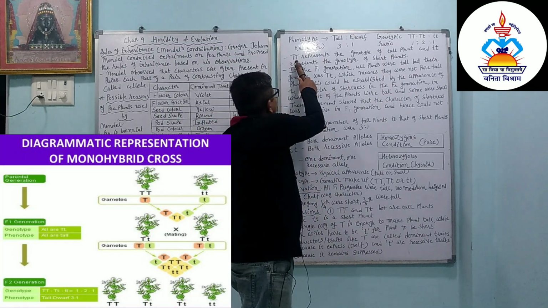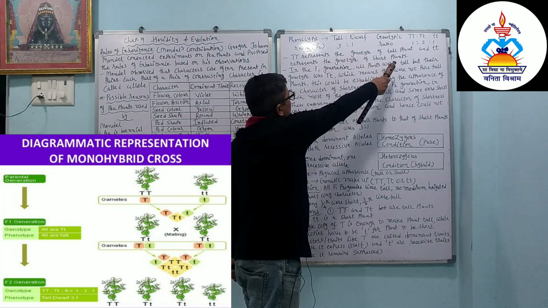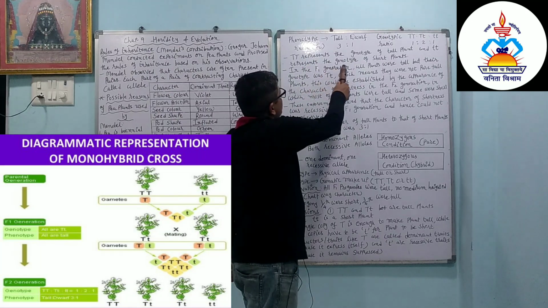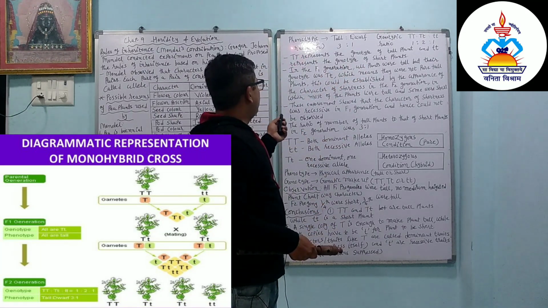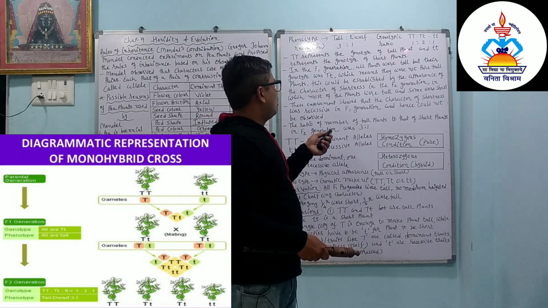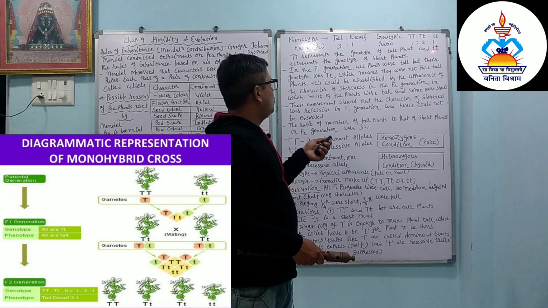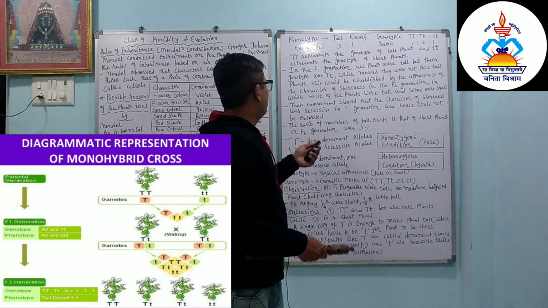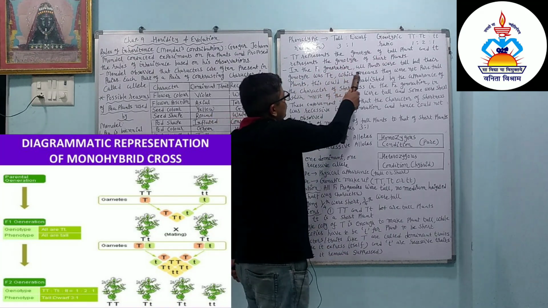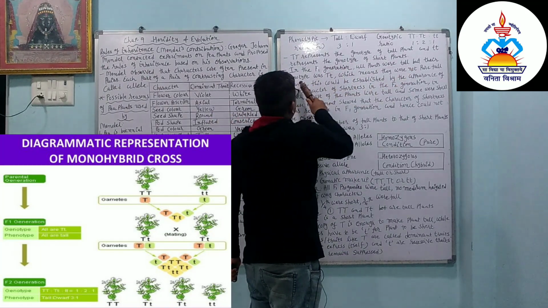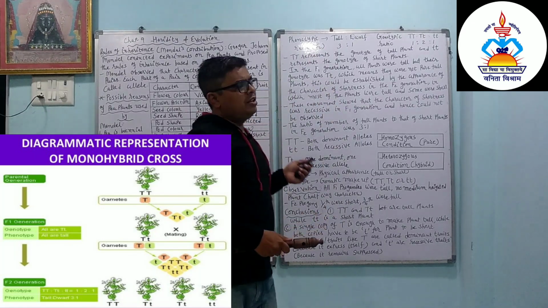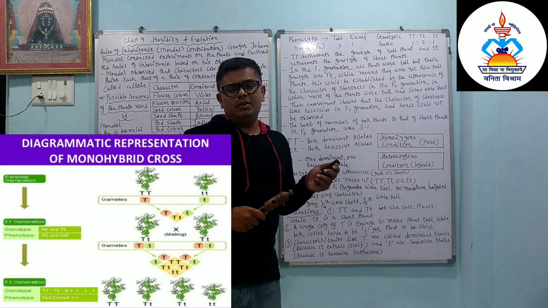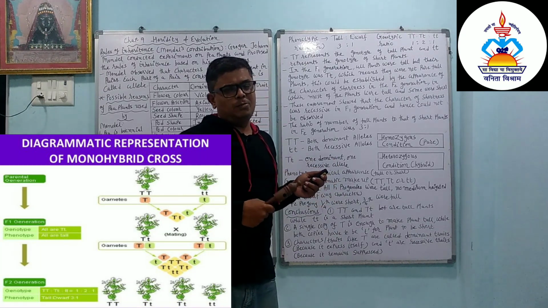Both capital T represent the genotype of tall plant and small t represent the genotype of short plant. In the F1 generation all plants were tall but their genotype was capital T and small t. So pollination is carried out between the tall plant and the short plant.